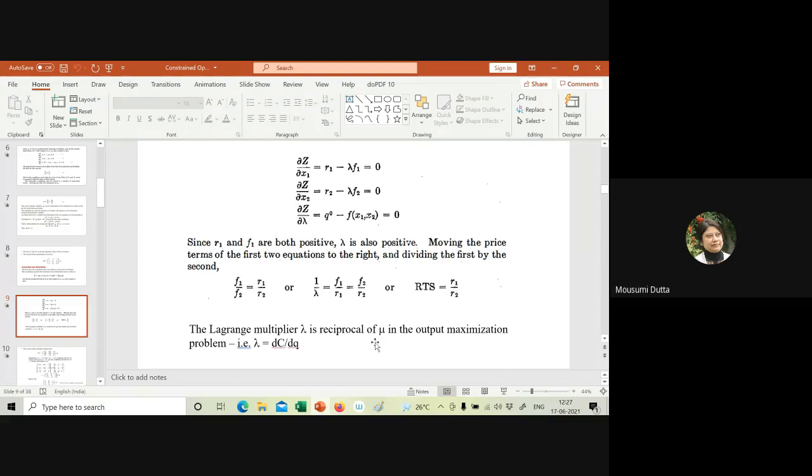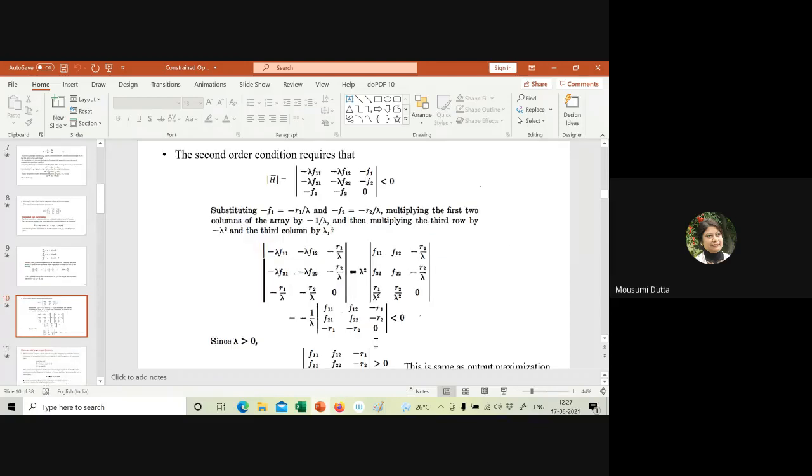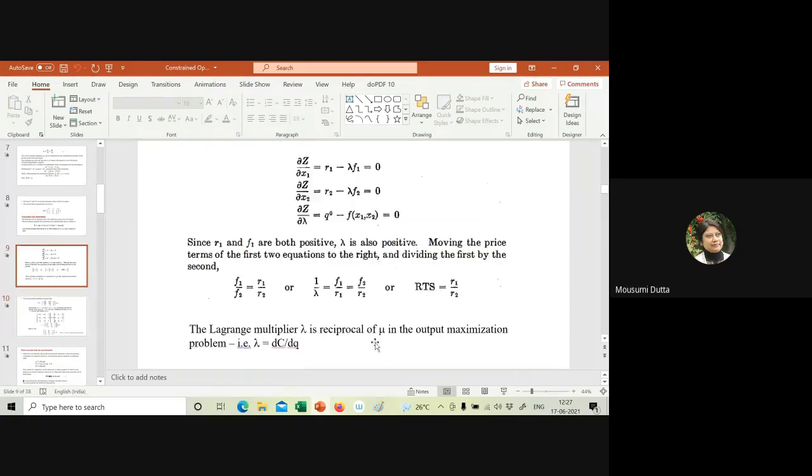The Lagrange multiplier lambda is the reciprocal of mu in the output maximization problem. That is, it is given by dC by dQ. In the output maximization problem, it was given by dQ by dC, whereas in this case, it will be given by dC by dQ. So this is all about the standard format of cost minimization.